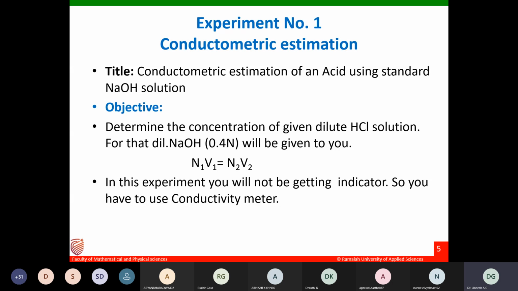Yes. Our job is to find its concentration. I will provide you sodium hydroxide solution with a known concentration. We will give you sodium hydroxide solution having a concentration of 0.4 normal. Then you have to perform that experiment. Then use this equation. Then you can calculate the concentration of HCl. I told you I am not going to provide you any indicator. I'm not going to provide you any phenolphthalein or methyl orange or any type of indicator for this experiment. You have to find the end point or equivalence point using a conductivity meter.